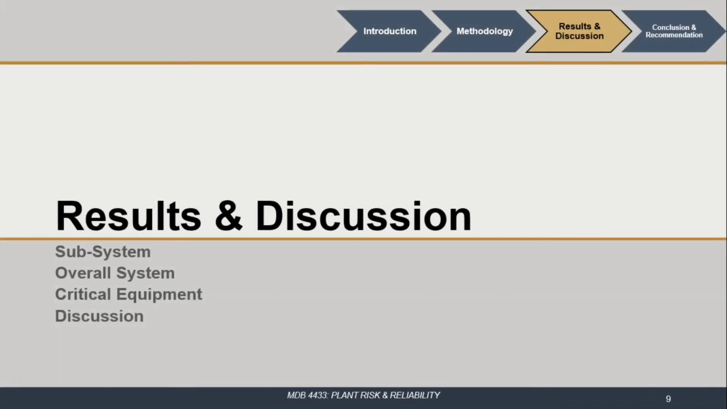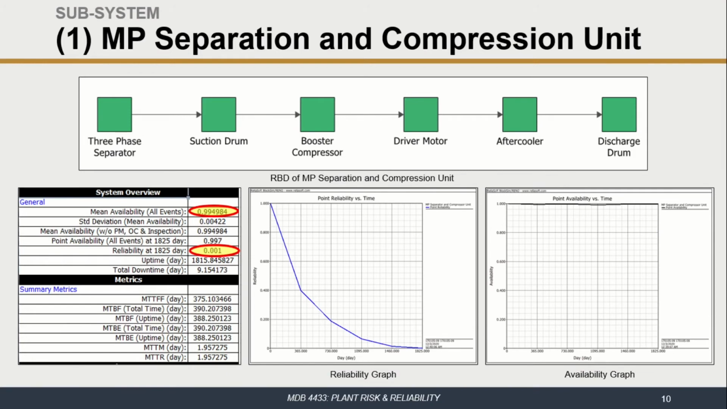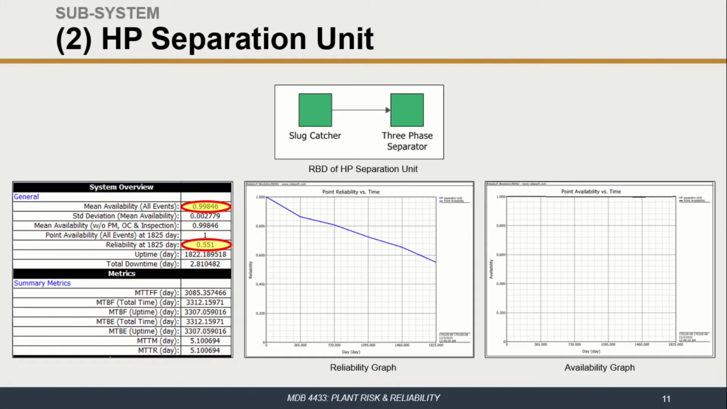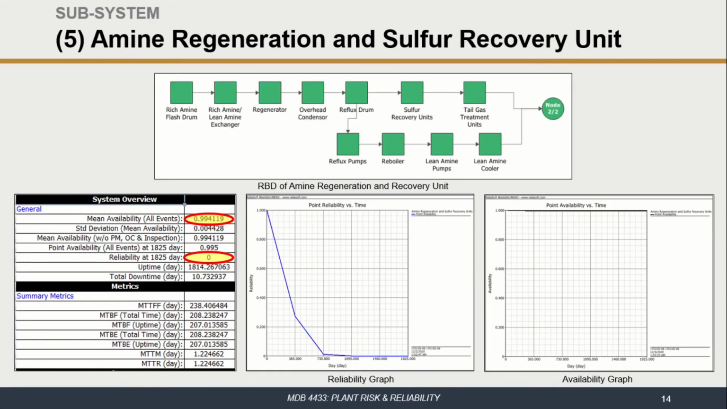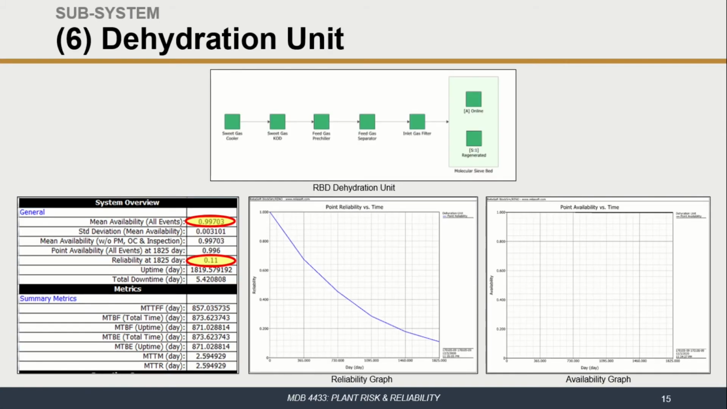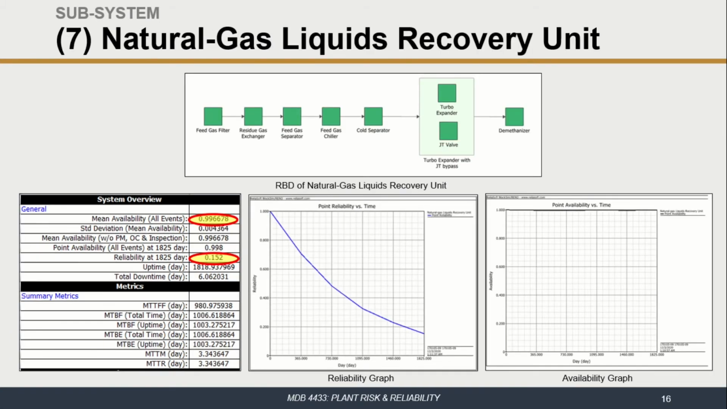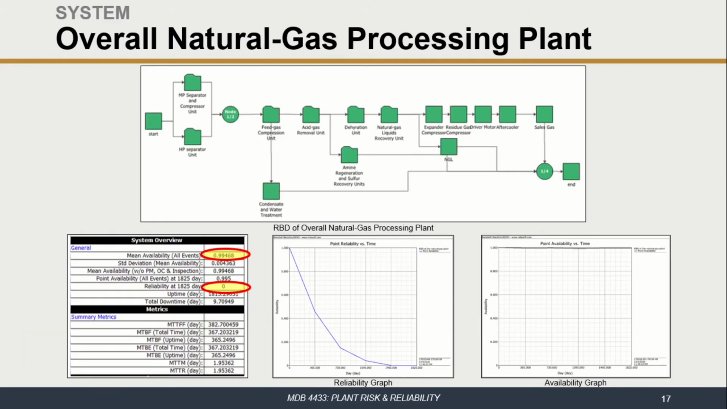I'll be explaining about result and discussion. The following are the result of 7 subsystems and the overall system of the plant. The highlighted circle represent the availability and reliability of each of the subsystem. System 1, 2, 3, 4, 5, 6, and 7. The overall availability of natural gas processing plant is 99.47% with zero reliability for 5 years.